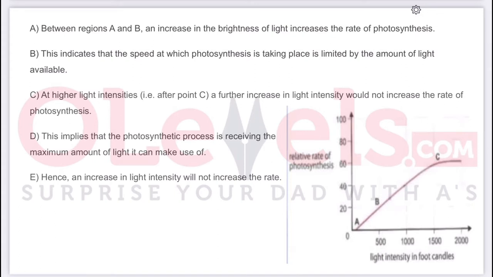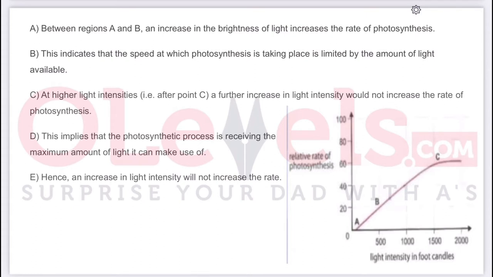Between regions A and B, an increase in the brightness of light increases the rate of photosynthesis. We can see in A and B, as the light intensity is increasing, the rate of photosynthesis is also increasing. It means the rate of photosynthesis is dependent on light intensity. This indicates that the speed at which photosynthesis is taking place is limited by the amount of light available.